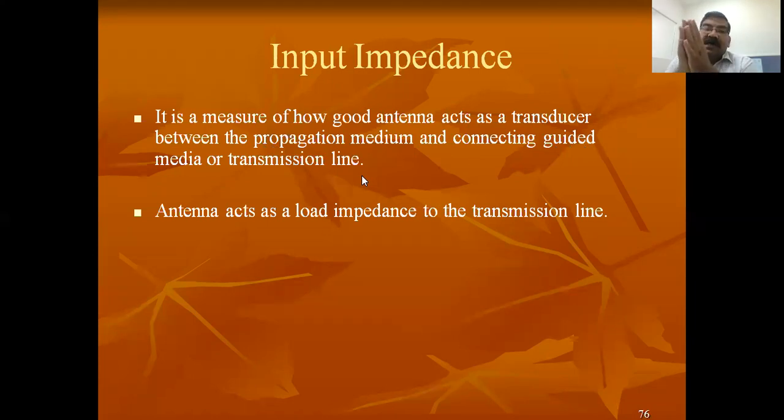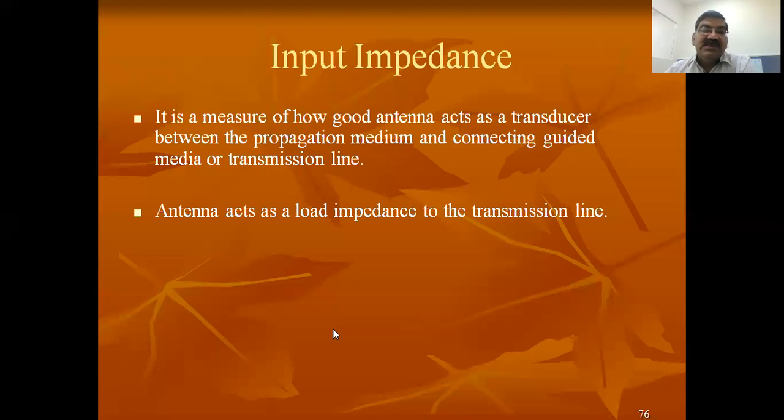So we know that the antenna is acting as a transducer. That is, for a transmitting antenna, it is converting the transmitting signal, that is the electrical signal, to the electromagnetic signal. If it is receiving, then vice versa, the electromagnetic signal is converted to the electrical signal. Okay, so this is how the antenna function works.